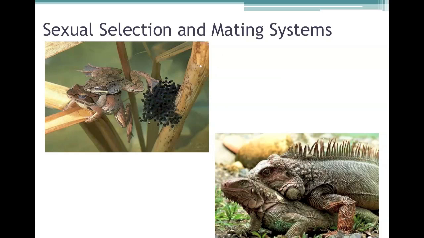In the natural world, there are 3 primary mating systems. They are promiscuity, which is when both individuals of the opposite sexes mate with many other individuals of the opposite sex. You've got monogamy, when both individuals are only going to mate with each other throughout their lifetime. And you've also got polygamy, which is when individual of one sex will mate with several of the opposite sex.